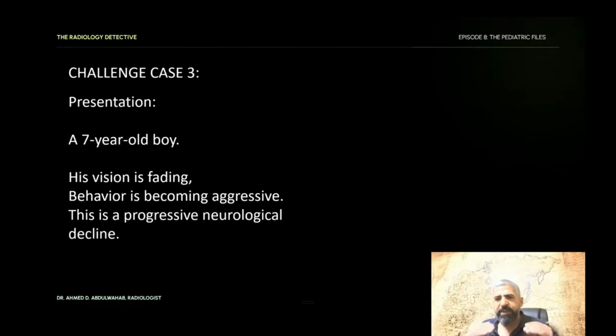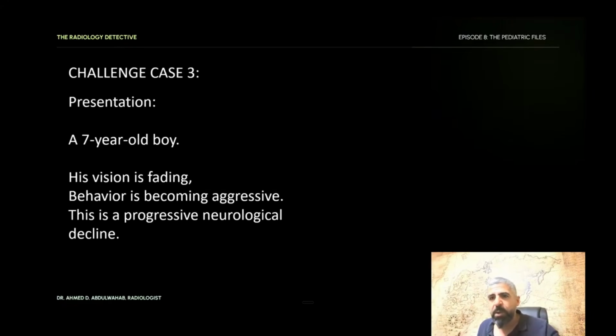Case 3 is a 7-year-old boy. He was a straight A student, but now he's failing school. His vision is fading and his behavior is becoming aggressive. This is a progressive neurological decline. Let's go to clue 1.